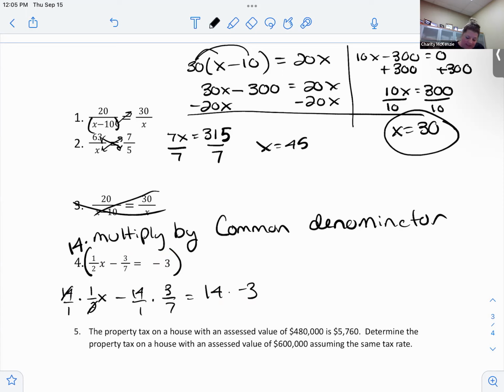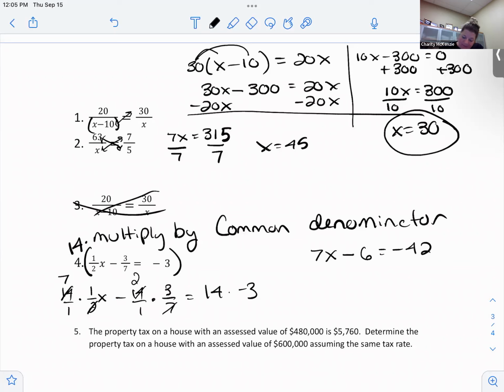2 divides into 14, leaving 7. 7 times x is 7x. Okay, 7 divides into 14, leaving a 2. 2 times 3, right? 2 times 3 is 6, and it's a minus sign right here. So we're going to have -6 equals, what is 14 times 3? Oops, 14 times 3, 42. And it's a -42 because it's a -3 times a +14.